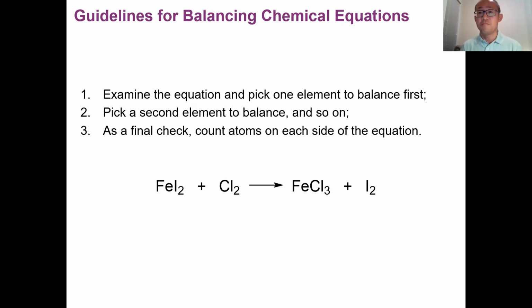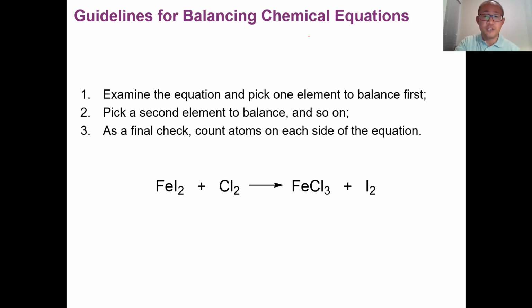take a look at the equation. Pick one element to balance first. The element you pick is better to be the one that appears only once on either side of the arrow. If the element you pick appears only once on either side of the arrow, balancing will be a lot easier. Then after that, do the same thing, pick another element, until everything is balanced.